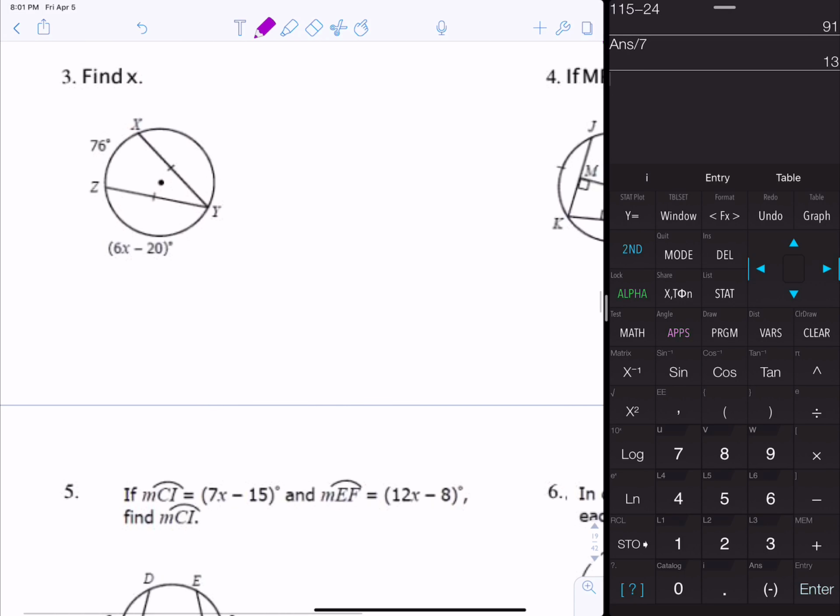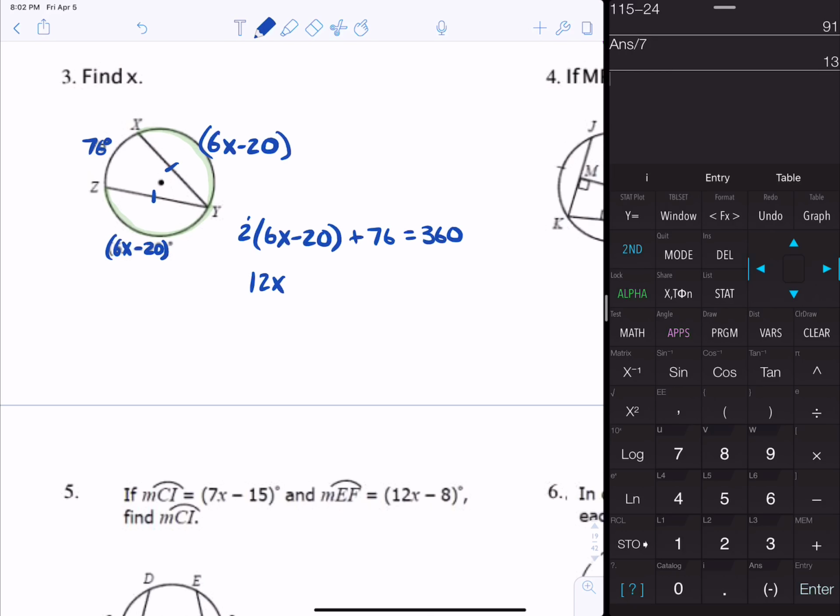Let's look at example 3. Number 3 says find x. Again, we're given some information, like we have these tick marks in the picture, which means the chords are congruent, and therefore we know that these arcs that they subtend are congruent, which will help us figure out what x is, because then we have enough information to add up all of these 3 parts of our circle, and we can set it equal to 360. So what I'm going to do is just do 2 times 6x minus 20, or you could just add up 2 of them, plus 76 is equal to 360.